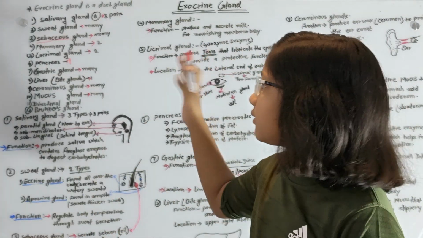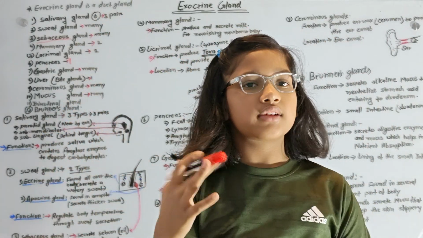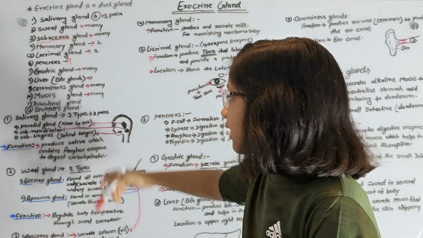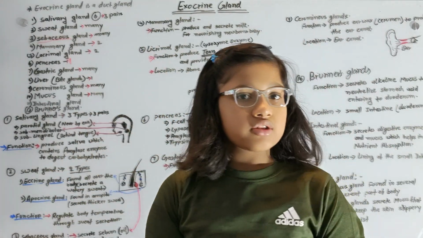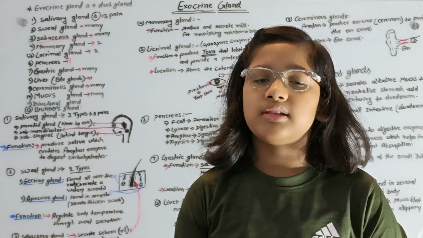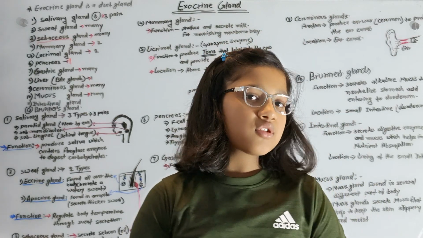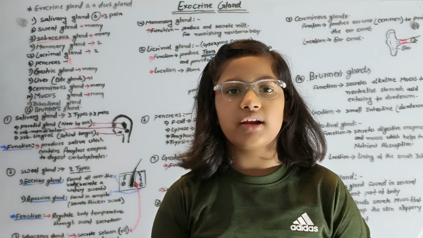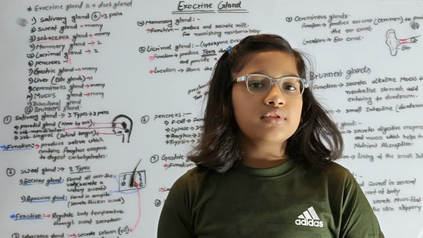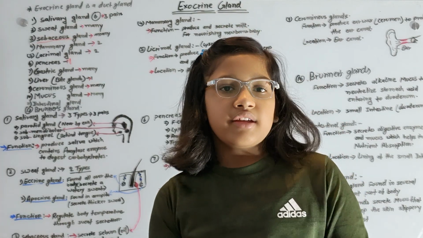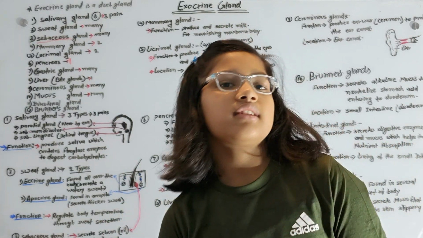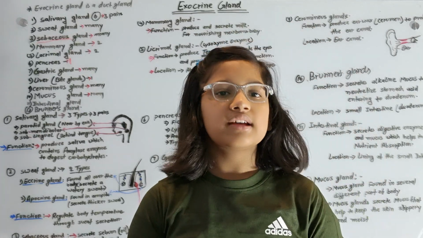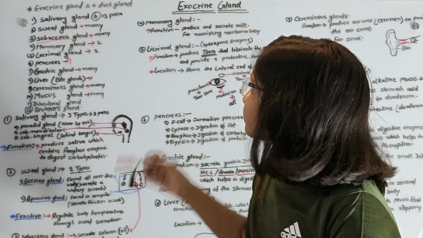In this class we will be learning about some names of exocrine glands and their functions, and we will study them in detail. Before starting our class, I would like to tell you what an exocrine gland is. Any organ which makes juice and enzyme is an exocrine gland. Exocrine gland is a duct gland.